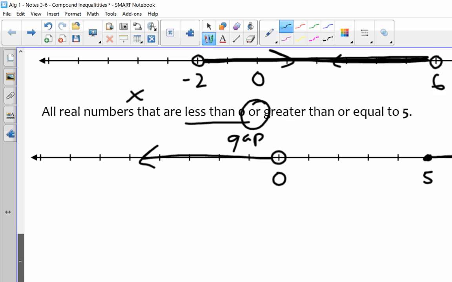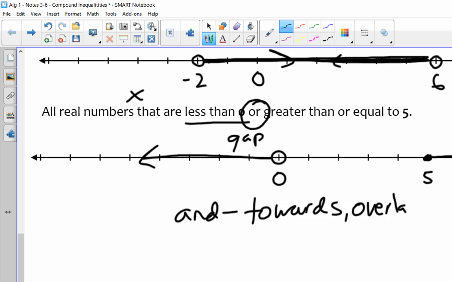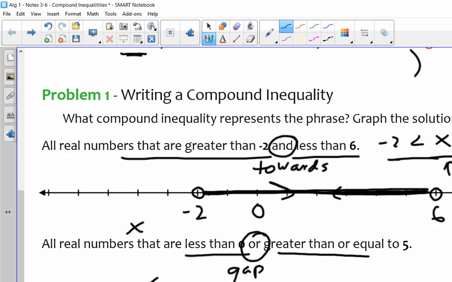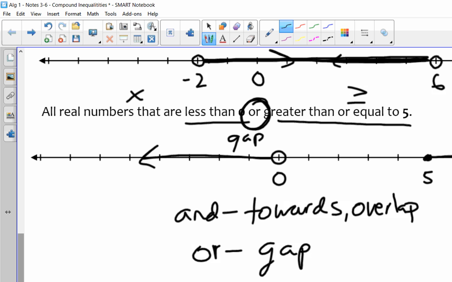So if we add some notes, and is towards, or we use the word overlap also. If you get an or in the statement, then it's going to be a gap. But you've got to be careful here too. In this part, greater than or equal to defined the sign that we used, but this or is going to tell me a little bit how my graph's going to look. Then let's write this as one statement. So x here is going to be less than 0, or greater than or equal to 5.